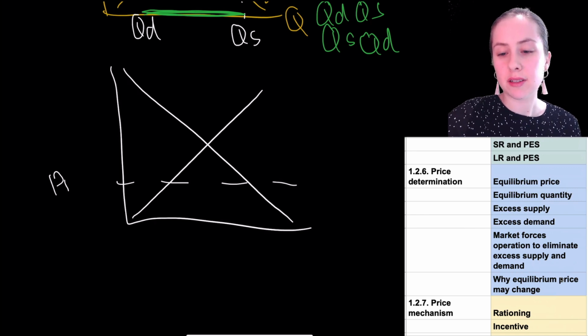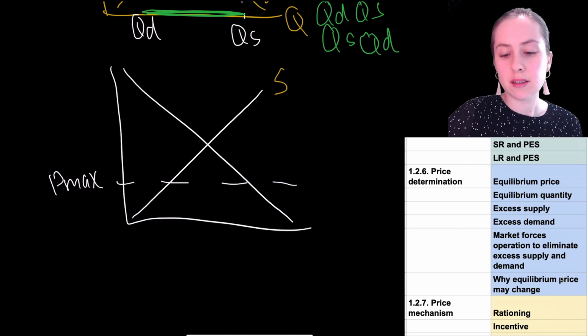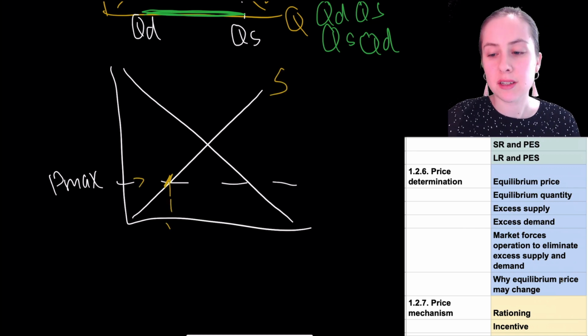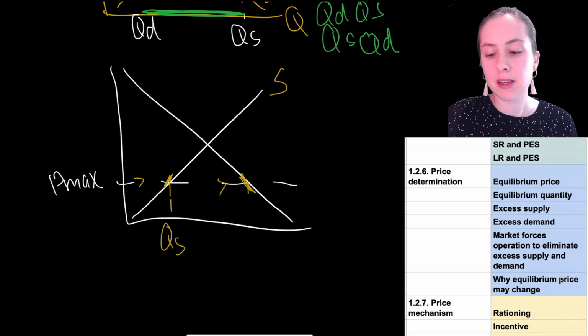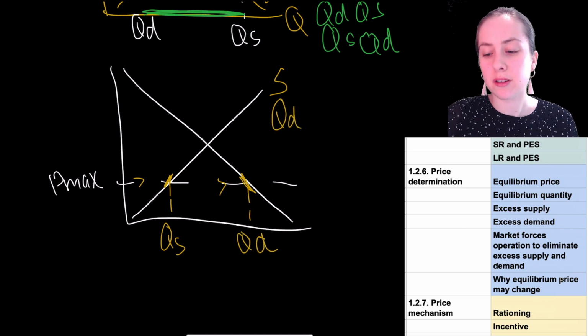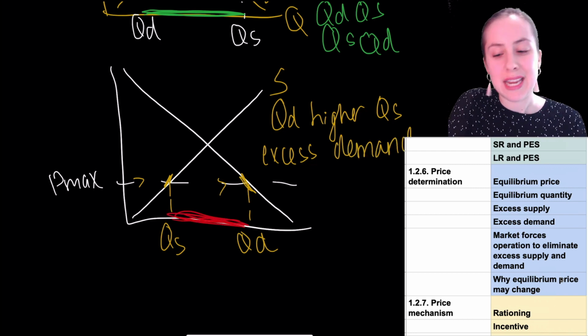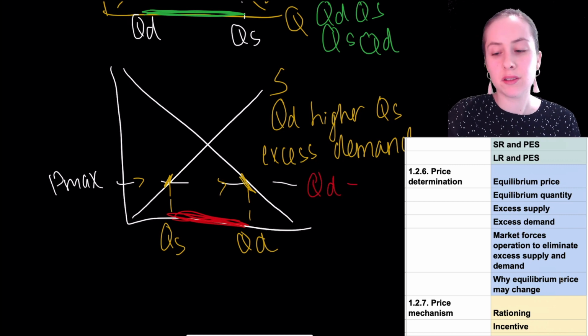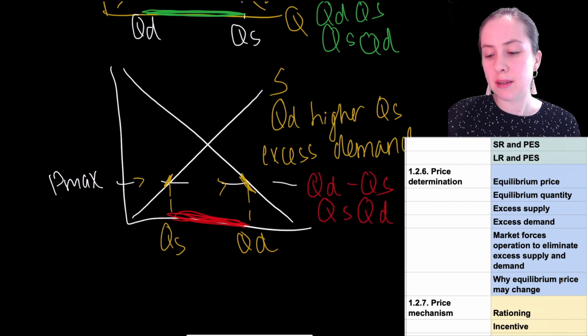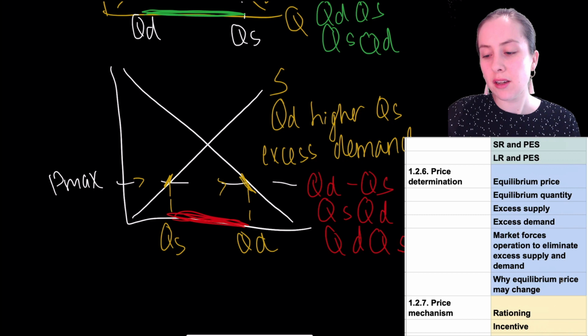Excess demand is really similar. Let's take a maximum price. Let's say that the price is here. How do we find the quantity supplied? We go across from the price, find the supply curve. This is the quantity supplied, go across, find the demand curve, quantity demanded. Here we have QD being higher than QS, so there is excess demand. How much is the excess demand? It's the difference between the demand and the supply. The excess demand is QD minus QS, or QS QD, or QD QS.